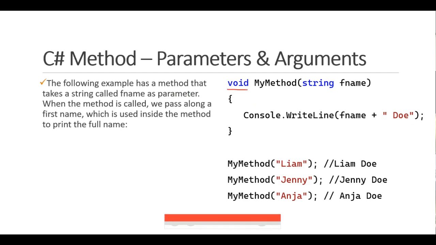Here is an example of how we can use a parameter. You can see it is a void method. My method name is myMethod, and we have one parameter here, fname. The type of the parameter is string. It means that we are going to call this method with one argument, one string.